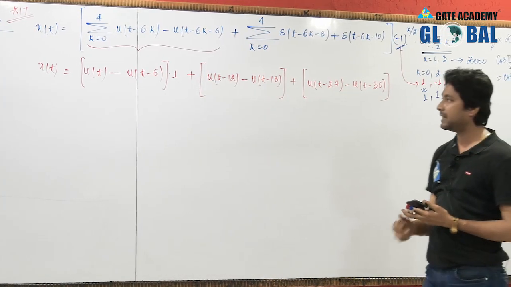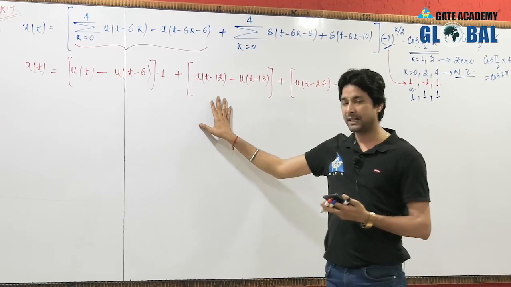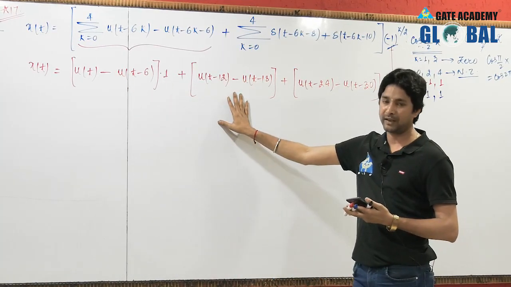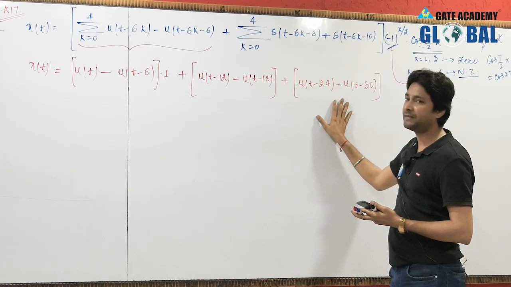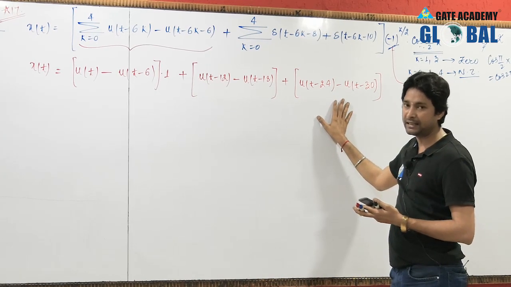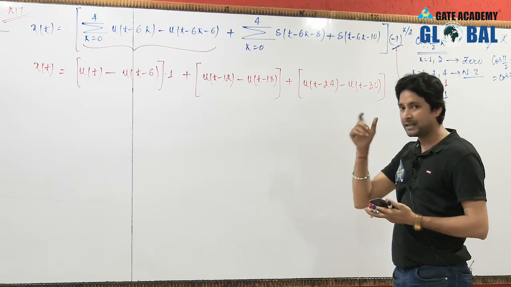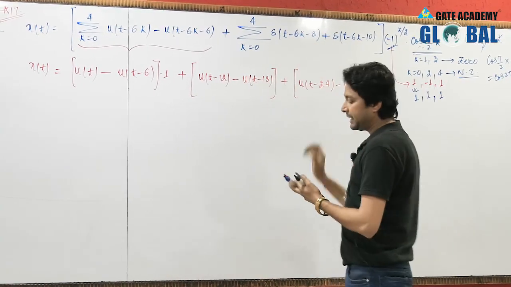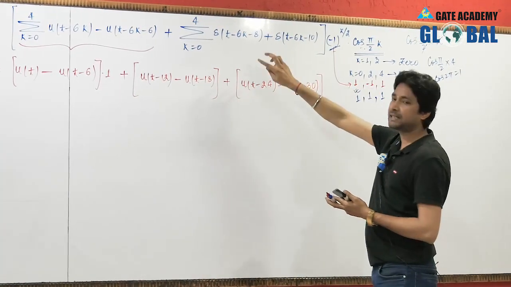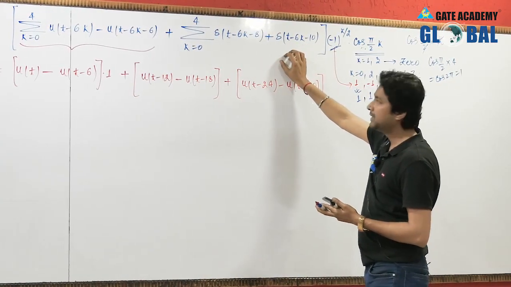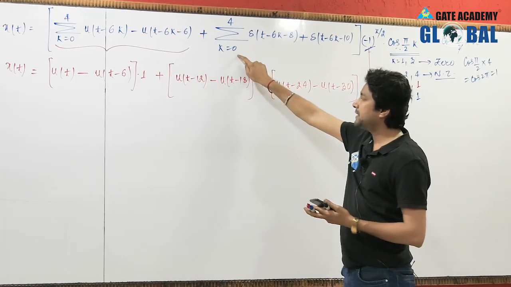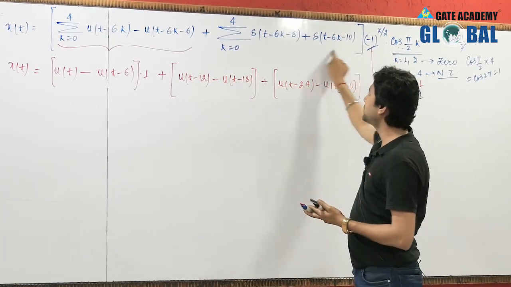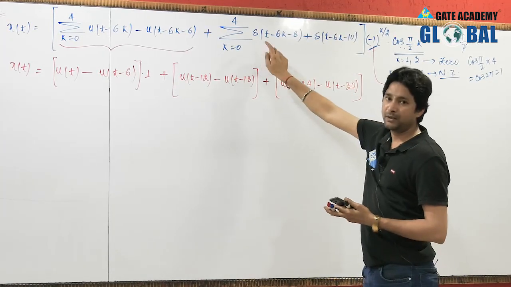Now you can see that we have three gate functions. The first gate function occurs between 0 and 6, the second between 12 and 18, and the third between t equals 24 and 30. So we have three gate functions of width 6. Now if you see this term, again the coefficient for these two signals is the same. Therefore, for k equals 0, 2 or 4, the coefficient will be 1, so you just have to write out the values of these two parts.